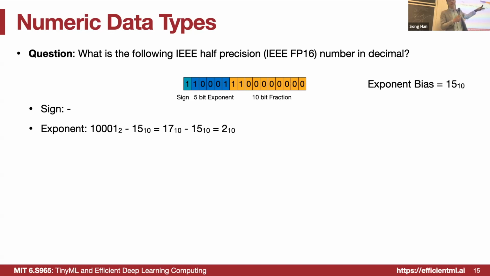And then we subtract the bias. Okay, since we have 5 bits, the bias is 15. So 17 minus 15, we have 2. Okay, the exponent is 2.